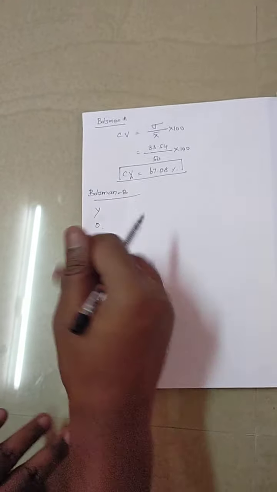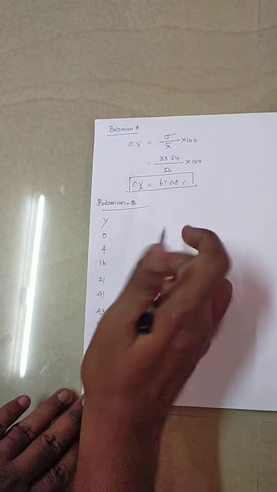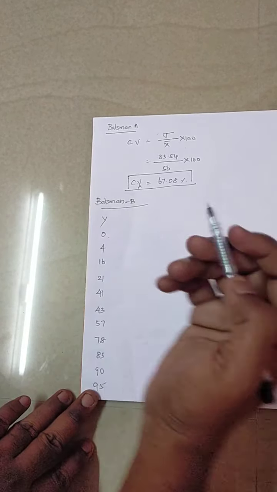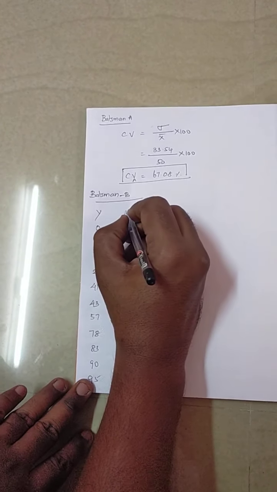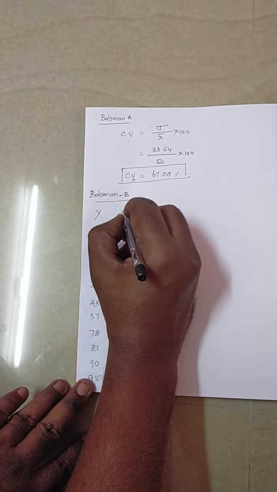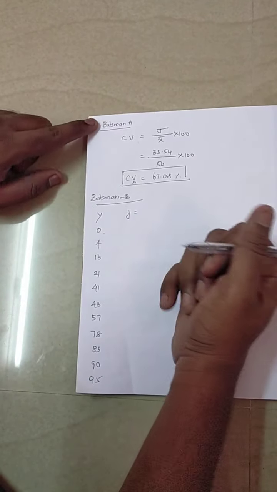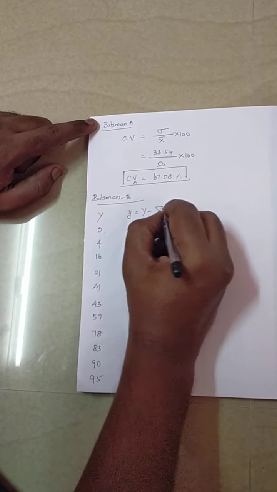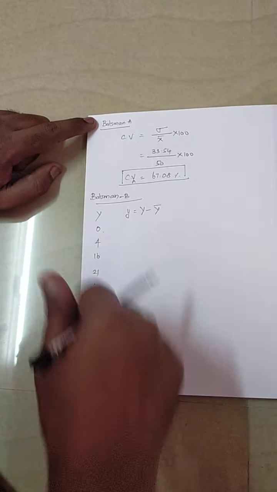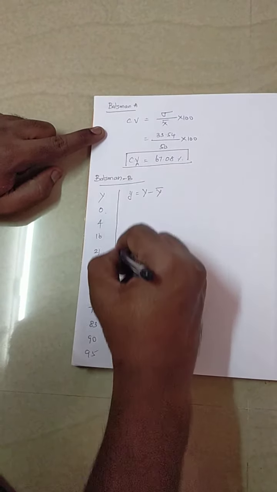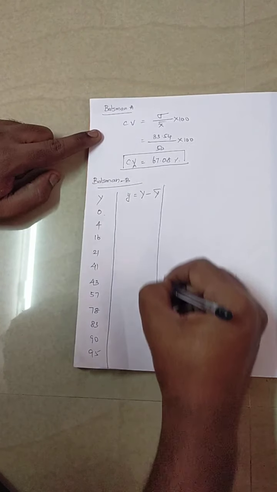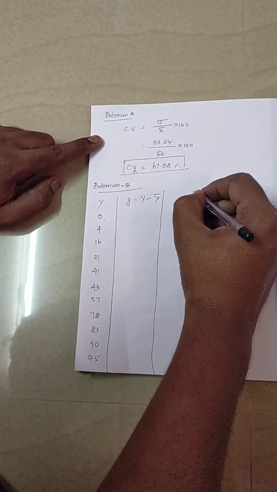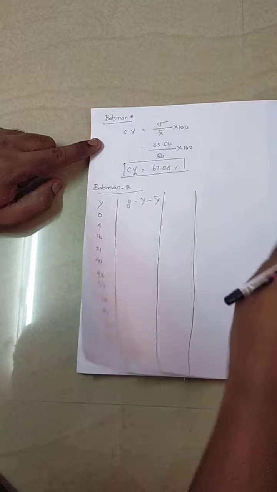This is y. That is x, batsman A. Batsman B we assumed as y. Then what is the next one? Next we have to find small y. Small y equals capital Y minus y bar, as we did for x. Y bar means the average of y. So to do this value, first we have to find y bar, the average of y. What is the formula?